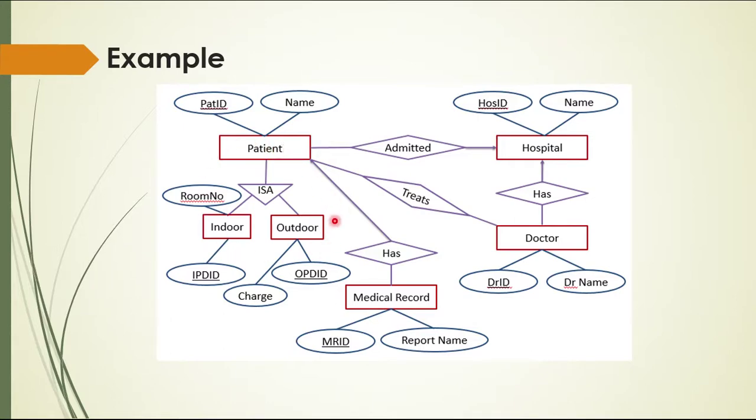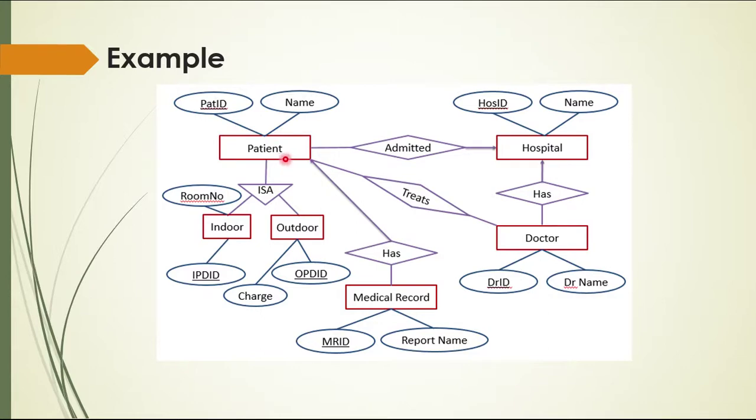In the same example, the top down approach says patient is indoor and outdoor, in which the superclass is divided into subclasses indoor and outdoor. It is a top down approach, so it is known as specialization. If we take it as generalization, indoor and outdoor are patients, bottom to up. The indoor and outdoor subclasses are combined together to generate one higher level entity, that is patient. So this is the example.